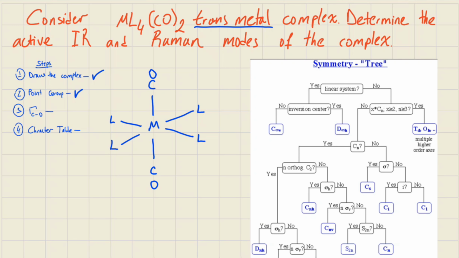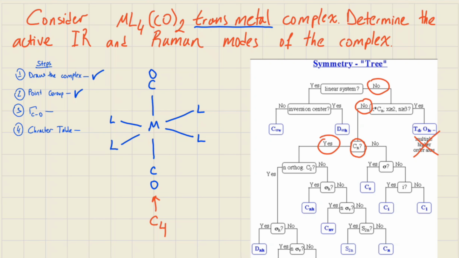So we have a symmetry tree here, and by using the symmetry tree I can find the point group. So is the system linear? The answer is no. This is not a linear system. We don't have multiple higher order axes, so the answer is definitely no here. This is not an octahedral geometry, since the ligands are different. Do we have a Cn axis? The answer is yes. We have a C4 axis here. So the answer is yes.